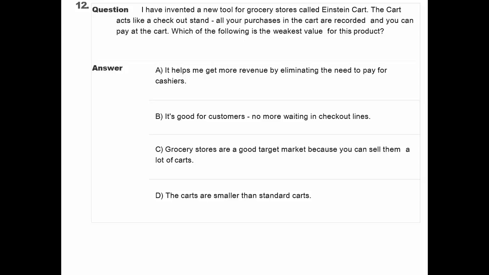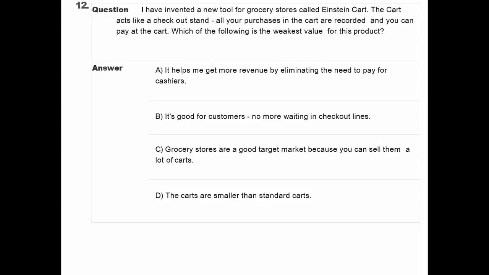I invented a new tool for grocery stores called Einstein Cart. There's actually a graduate student who's working on this, a very smart guy. I don't know if he won the award for TEM or not. But anyway, the cart acts like a checkout stand. All your purchases in the cart are recorded, and you can pay at the cart. Which of the following is the weakest value for this product? Oh, and before somebody criticizes me, Amazon has something very similar to this right now, and they're actually implementing it. So what is the weakest value?